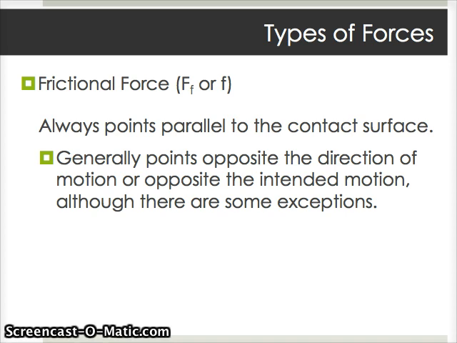So you can see that between normal force and frictional force, we are covering like the entire direction compared to a surface. It generally points opposite the direction of motion, although there are some exceptions to that that we will discuss. And later in our course, we will spend more time talking about static friction. Static friction is when an object is not actually sliding, but there is an intended direction of motion that we will look at.